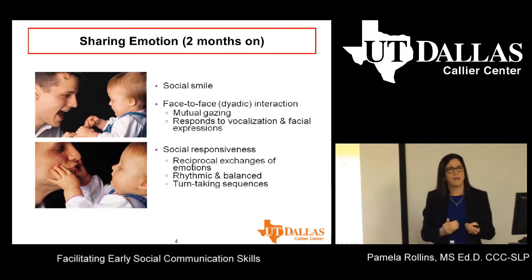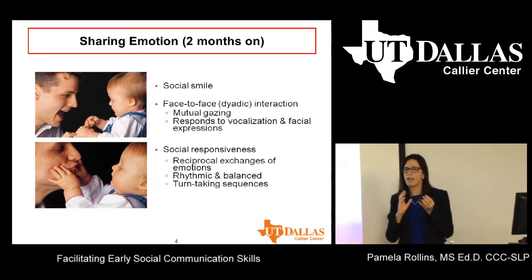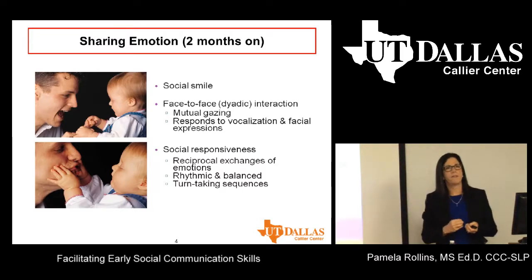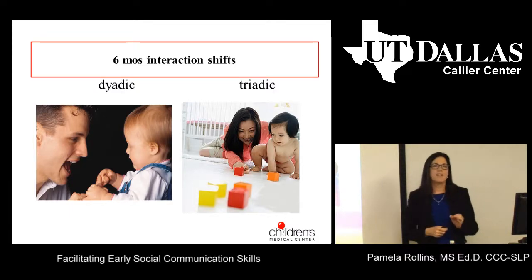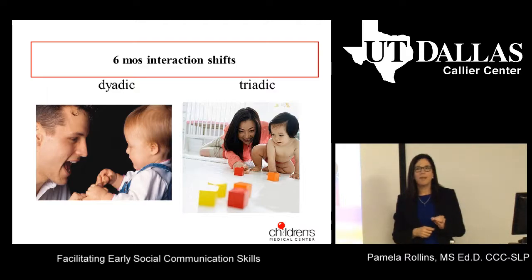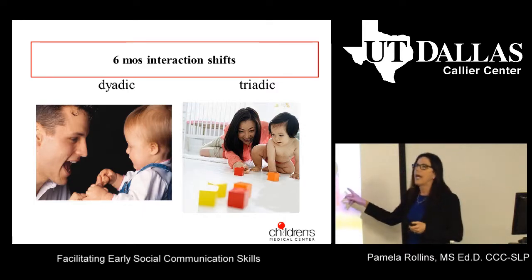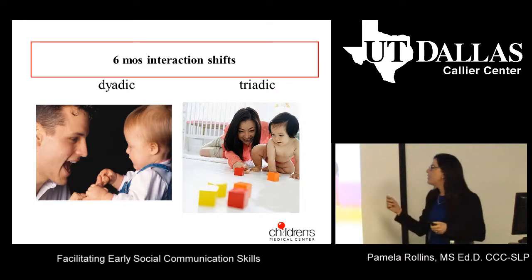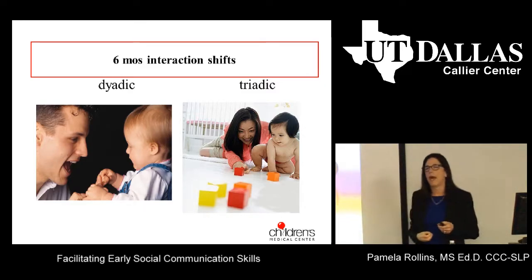There's a lot of eye gaze going on at this time, mutual gaze between the caregiver and the child, and a lot of back and forth vocalizations, so much so that it almost looks like a conversation. And this has been called protoconversation in the literature. At 6 months of age, something special happens. The child becomes interested in objects. And so it goes from dyadic to triadic. And what I mean by triadic is you have the child and the caregiver and a third object. So the third object makes the triad.